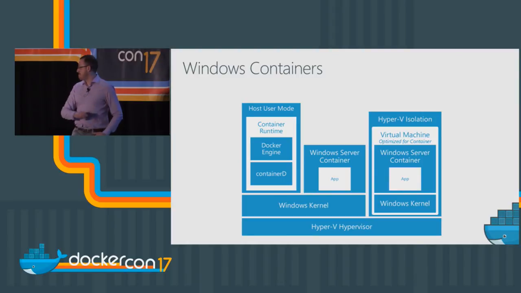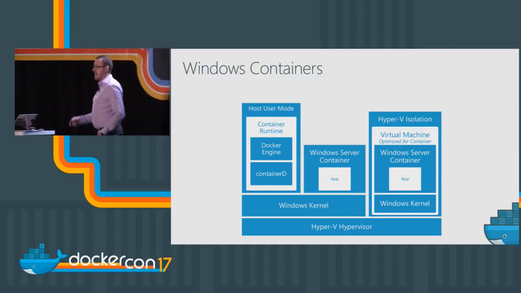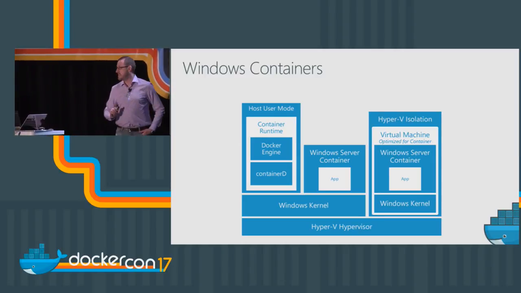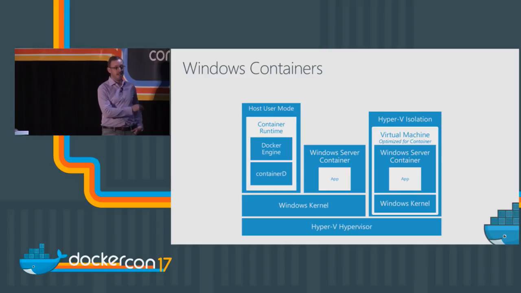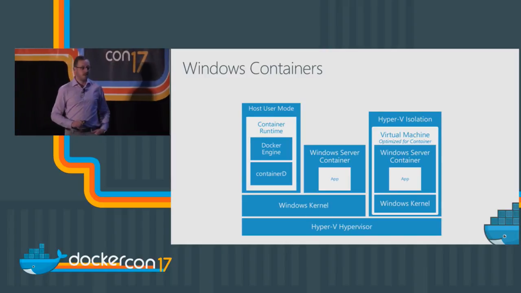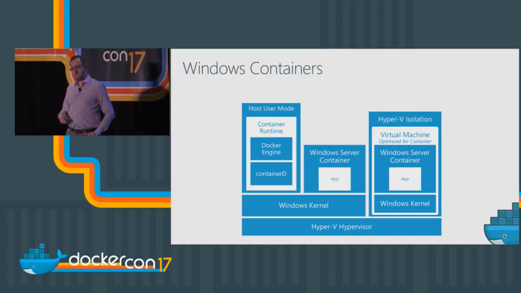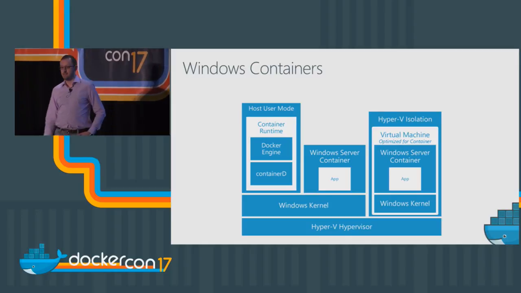So do I have to do anything to my Docker file to make this different? Nope. As an admin, you can override it at the host level, or you can do it on a per container basis. If you're using Windows 10, you're always using Hyper-V isolation. So what about the images I push to the registry? Same. Yep, same image, no change.